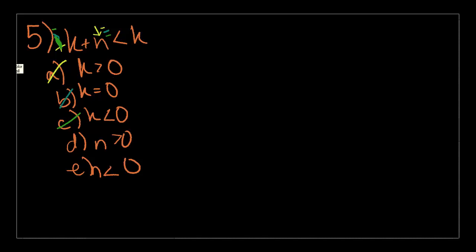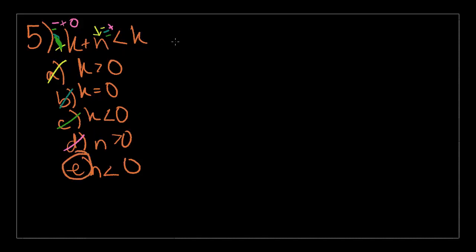Now, the next one is a bit more interesting. N is greater than 0. If N is greater than 0, then it's simply not possible, whether K is a negative number, whether it's a positive number, or whether even if it's 0. Because you're always going to be adding a little bit more, and that's going to increase the value, so that's crossed off. Choice E is N is less than 0, and we know this is the answer, so you can circle it right now, but let's still go over it.